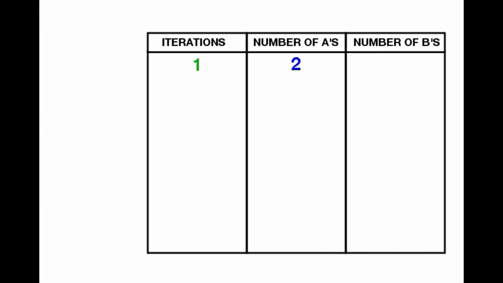With one iteration, there are 2 A's and 1 B. With 2 iterations, there are 4 A's and 2 B's. 3 iterations have 6 A's and 3 B's, and so on.